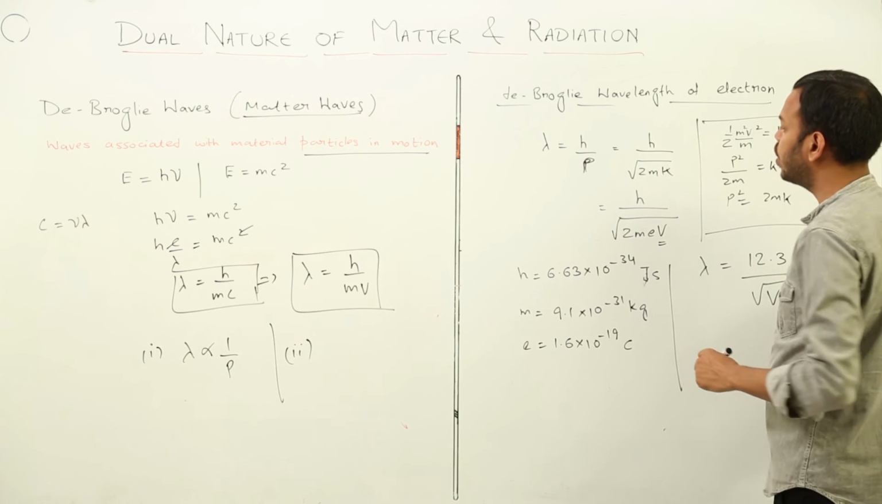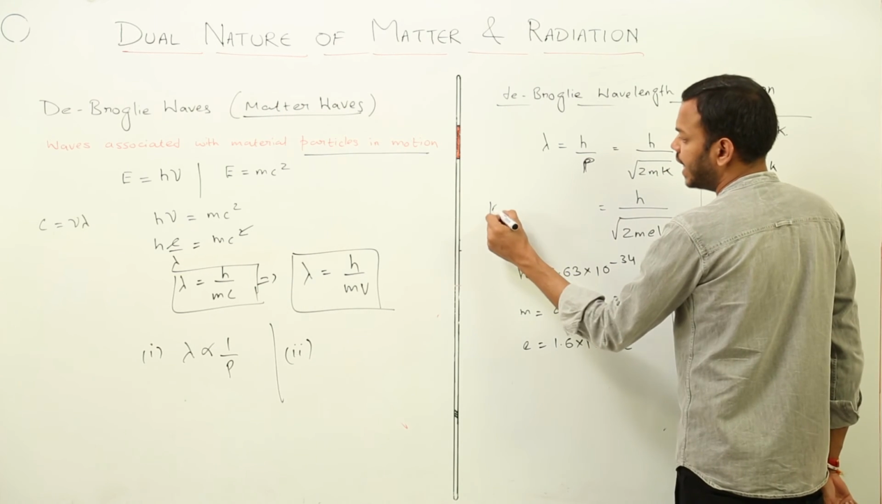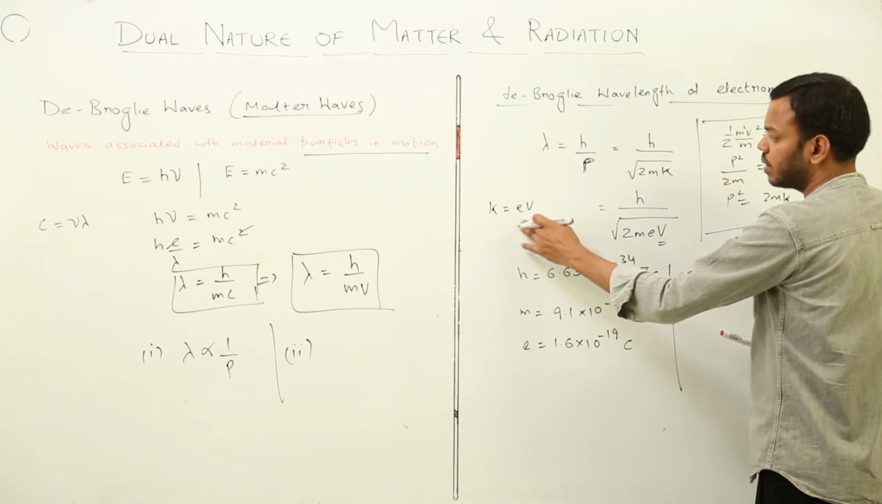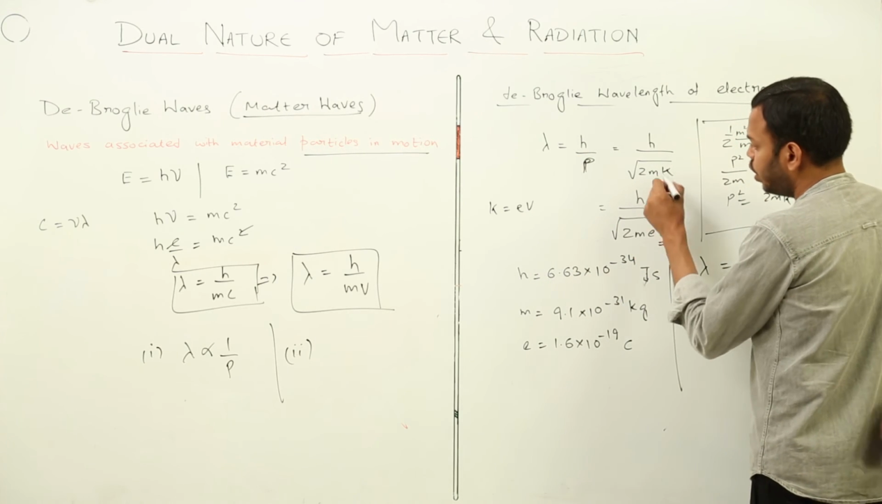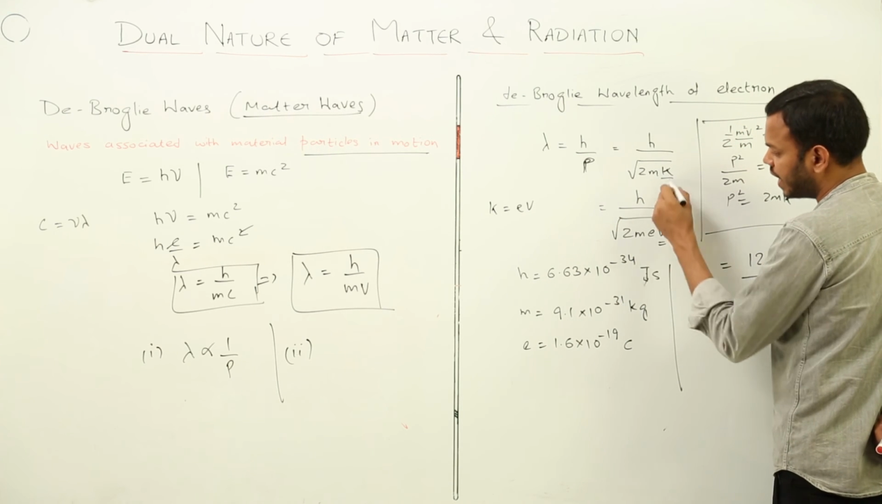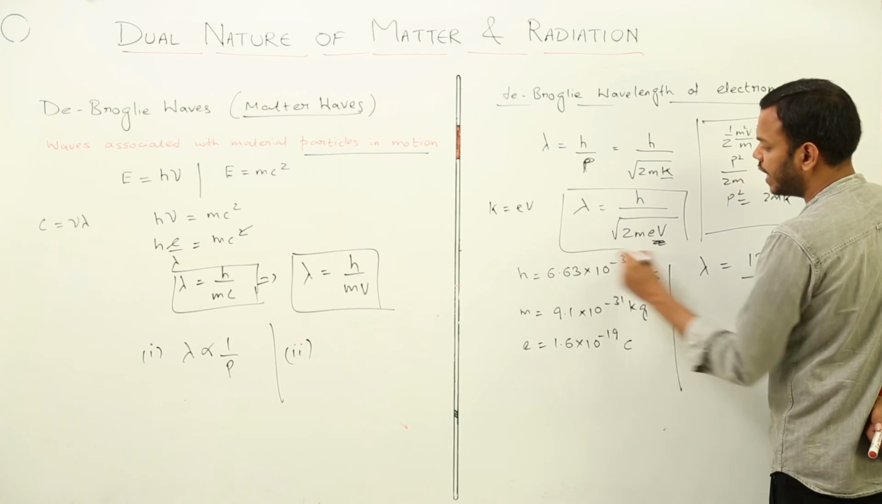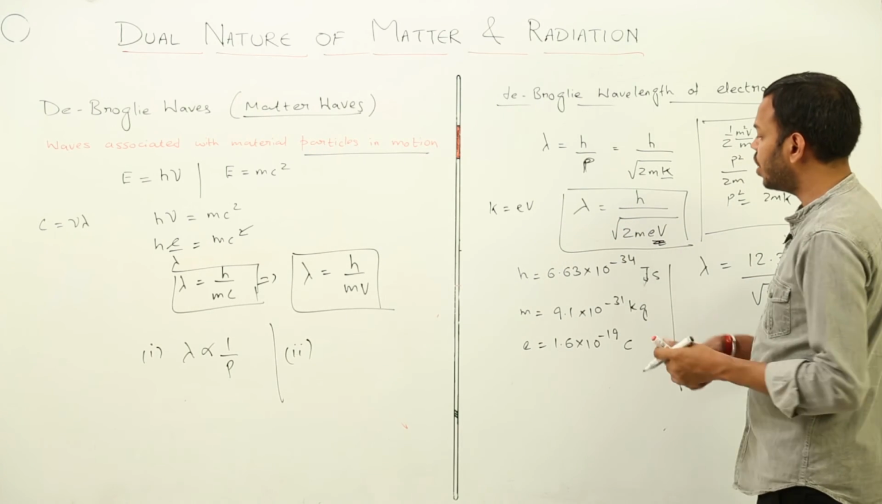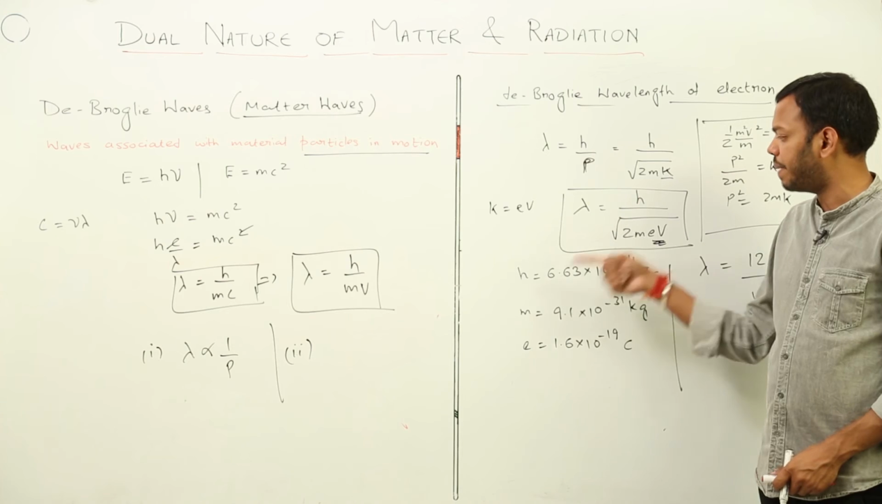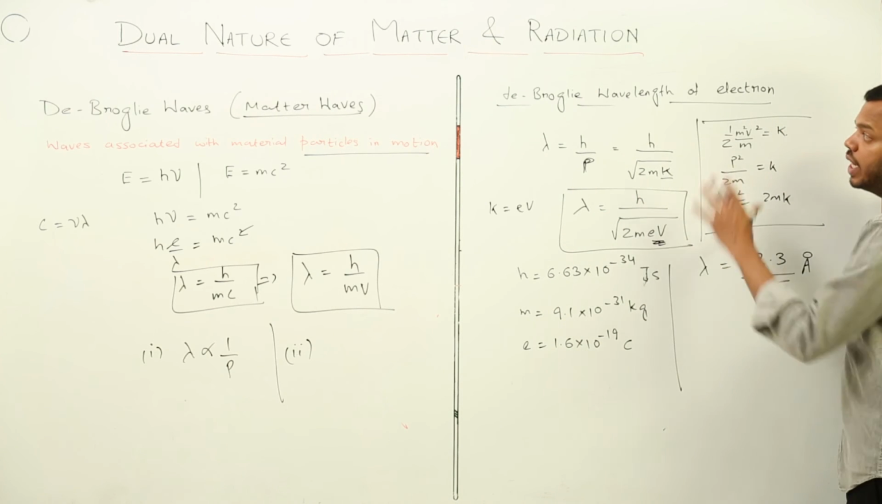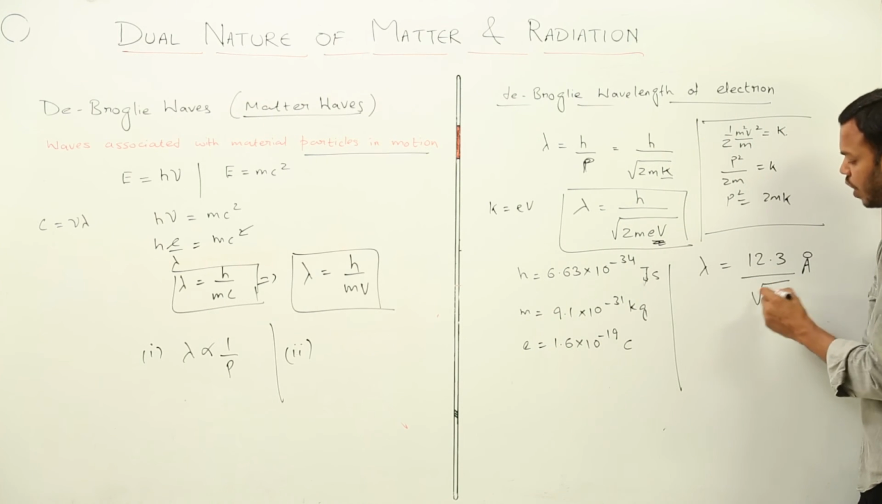P is equal to under root 2mk, and for kinetic energy we replace it by electron volt, EV, charge times the potential value. So instead of k we are writing EV. So the entire formula for the wavelength is h upon under root 2m EV. Now if you put the values of mass, charge and Planck's constant here, you will find that the wavelength associated with an electron is 12.3 upon under root V Angstrom.